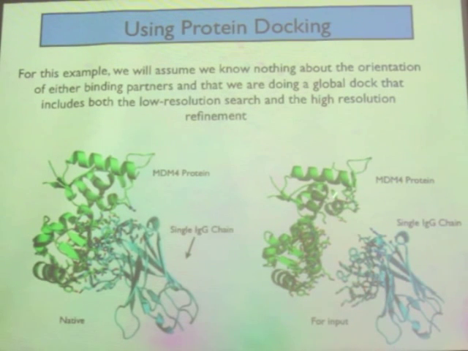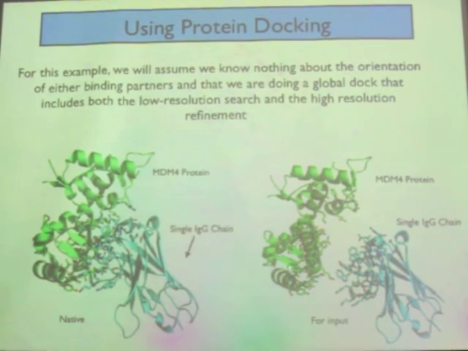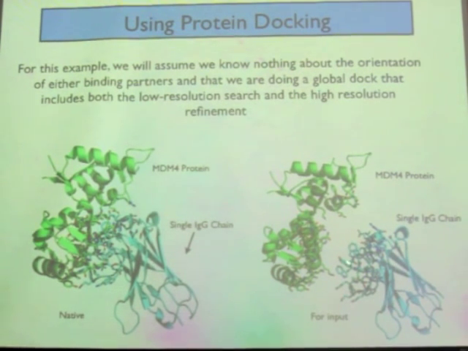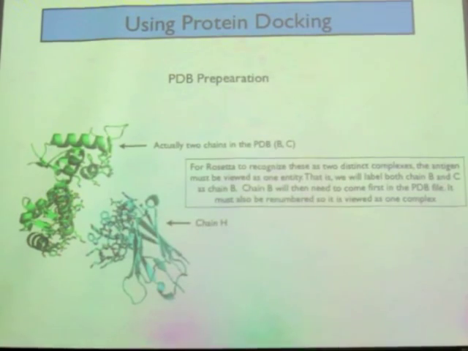So all I've done here, and if you follow along in your example, I've taken the single IgG chain and moved it out 10 angstroms or so, and then we're going to see if we can find this native pose again.